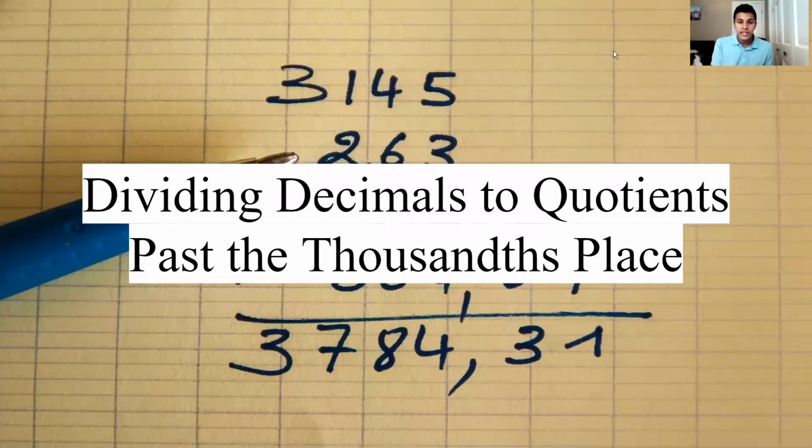Hello, my name is Noah Abji, and today we're going to learn how to divide decimals to quotients past the thousandths place, which means that the answers are going to have numbers in the 10,000ths or 100,000ths and so on. So let's get into it.